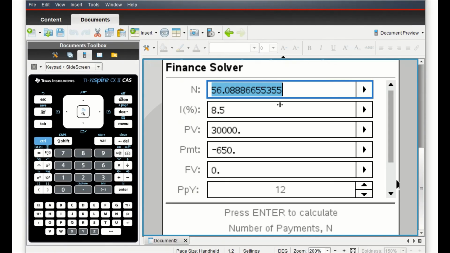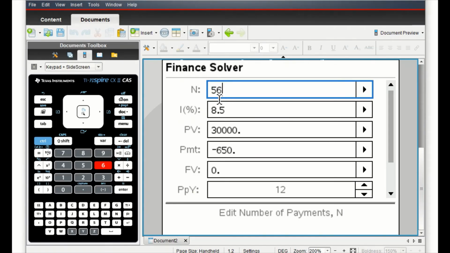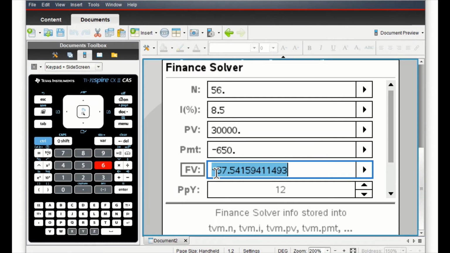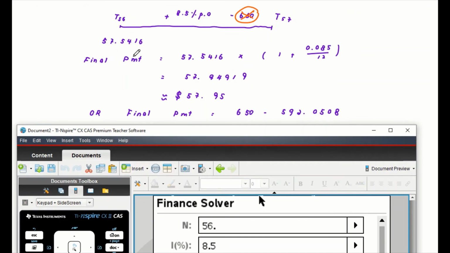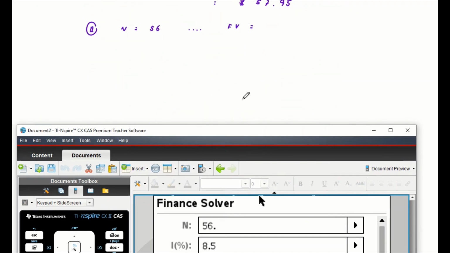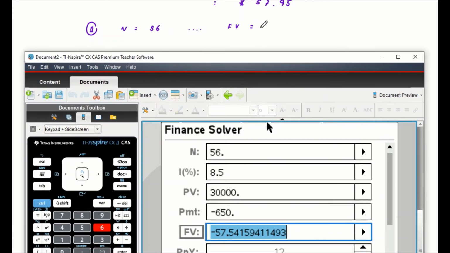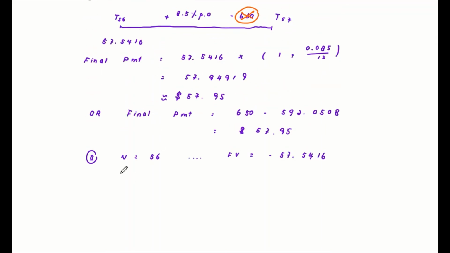So let's try one time. You can see 56. Okay, you cannot do 57, because when you do 57, you realize that your FV will become positive already. It's like you're giving extra money also. Then after that, you just tap everything until you reach FV. So you can see that you're still owing this amount of money. It's the same thing like what we discussed previously. So by looking at the end of the 56th period, I'm still owing an amount of money which is negative 57.5416.